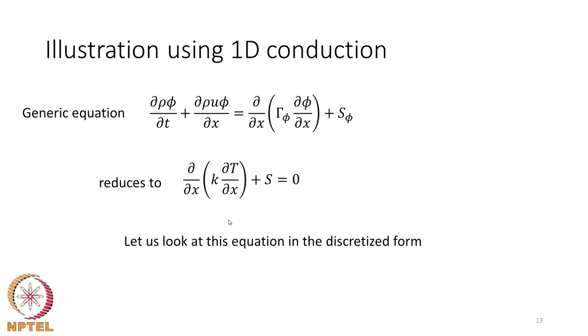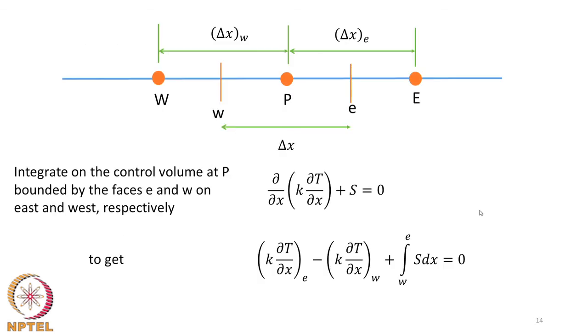So, you can say that what we are attempting now is a steady state 1D heat conduction with the source term using a numerical method. So, let us see how the method would evolve. We are looking at this equation, and P is always used to indicate the location at which we want to evaluate, and the control volume has faces on the east side and the west side denoted as E and W.